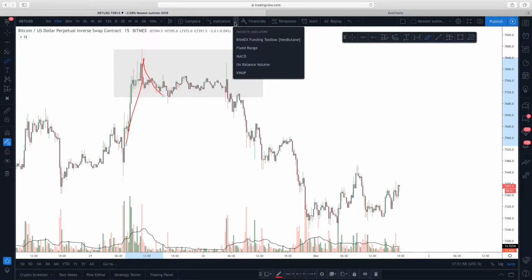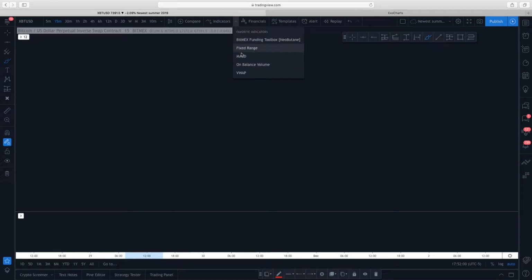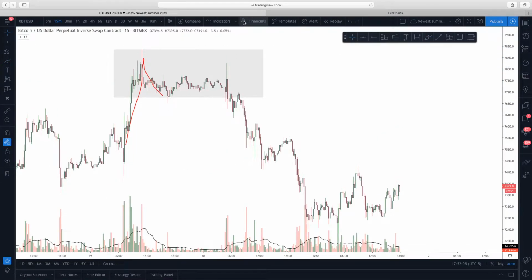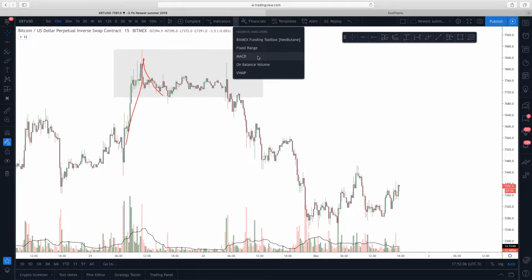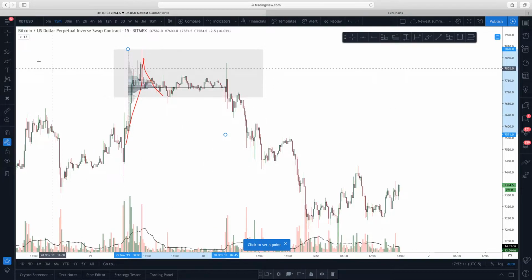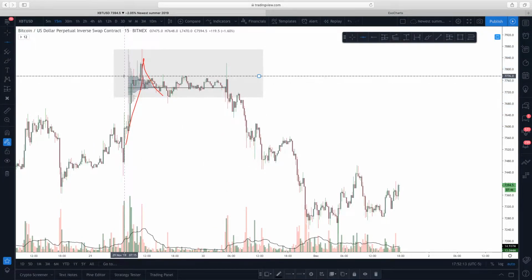If we put on, let's see, not that. One sec. Put on this indicator, fixed range. Now we'll highlight the value area high and value area low. So what do we see?